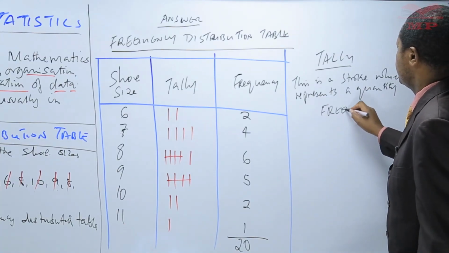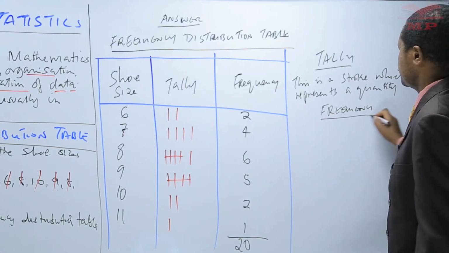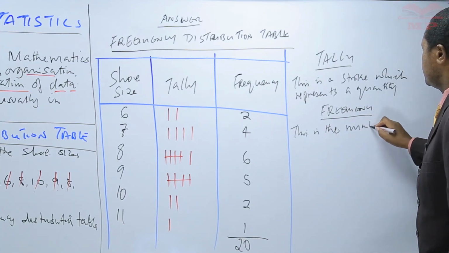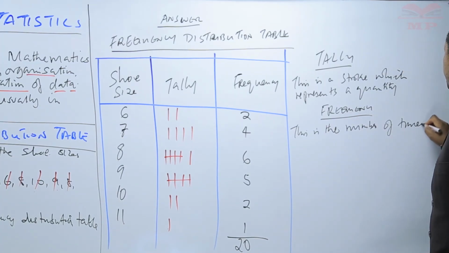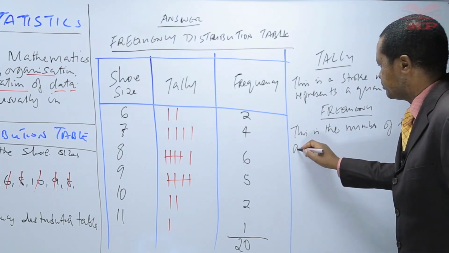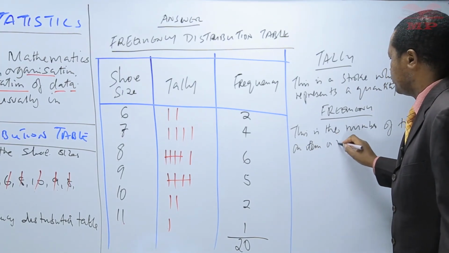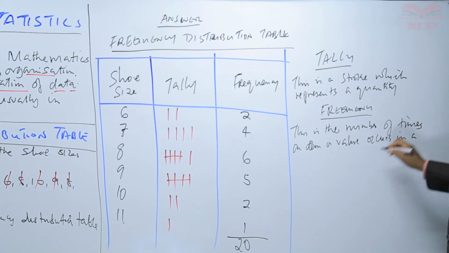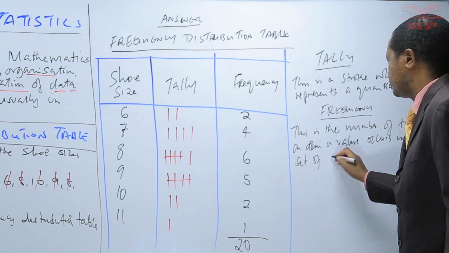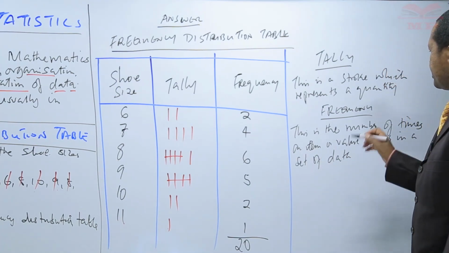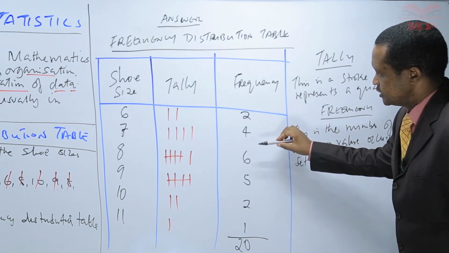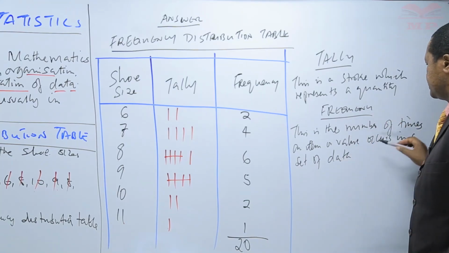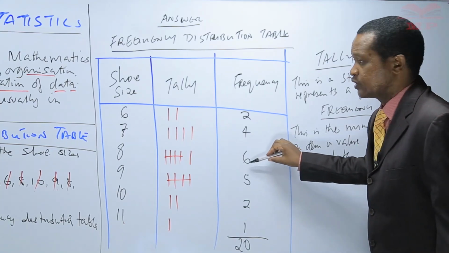Frequency, this is the number of times an item or value occurs in a set of data. Number of times. For example, this 6. The number of times an item occurs in a set of data. This 6 is a frequency.